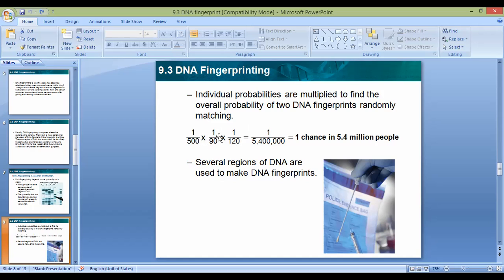Now this is for one location. But if I multiply each probability by the other, the probability becomes much smaller. It becomes 1 over 5 million, meaning 1 chance in 5.4 million people. That's why when I choose more than 3 locations, 5 or more, I have a lower probability for 2 persons to match in their fingerprinting. That's why several regions of DNA are used to match DNA fingerprints. Is it clear? Any question? Okay.